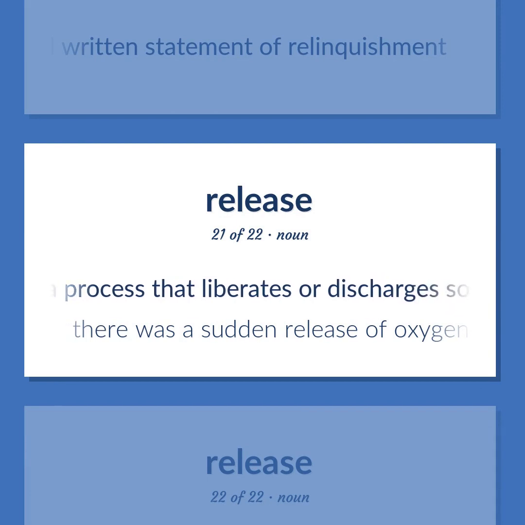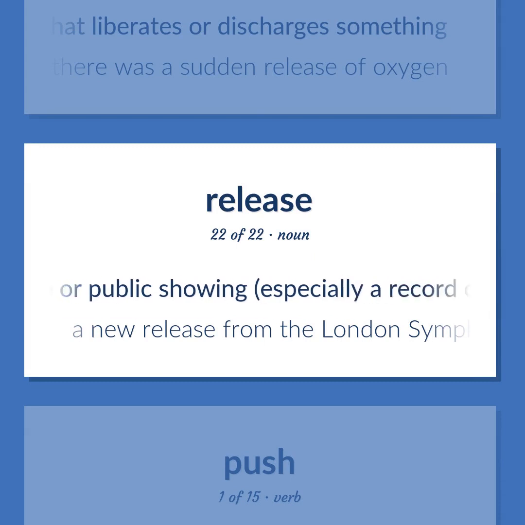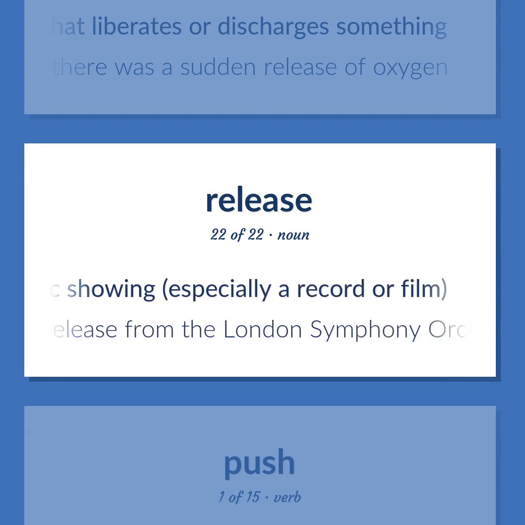A process that liberates or discharges something. There was a sudden release of oxygen. Merchandise issued for sale or public showing, especially a record or film. A new release from the London Symphony Orchestra.